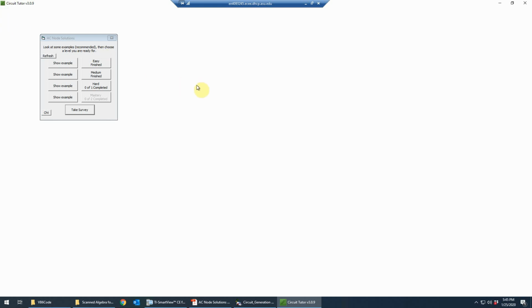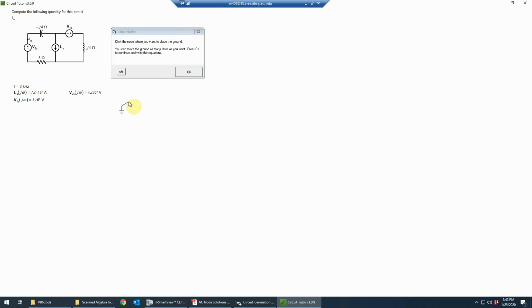This is an example of an AC nodal solutions problem in Circuit Tutor on the hard level, or level 3. Now, as always, we have examples available at multiple levels of difficulty, so it might be a good idea to view some of those prior to starting the exercise. Here I'm going to go straight into an exercise as illustration.